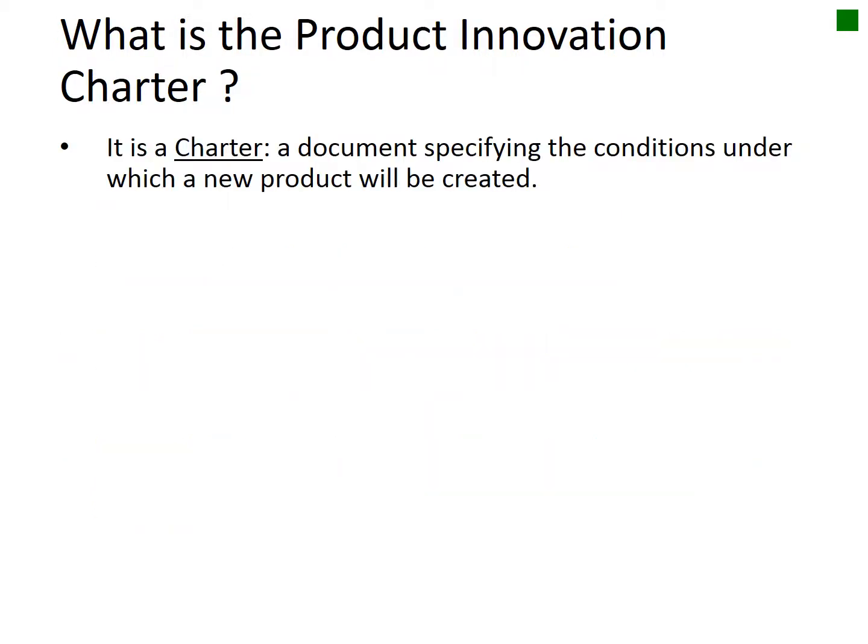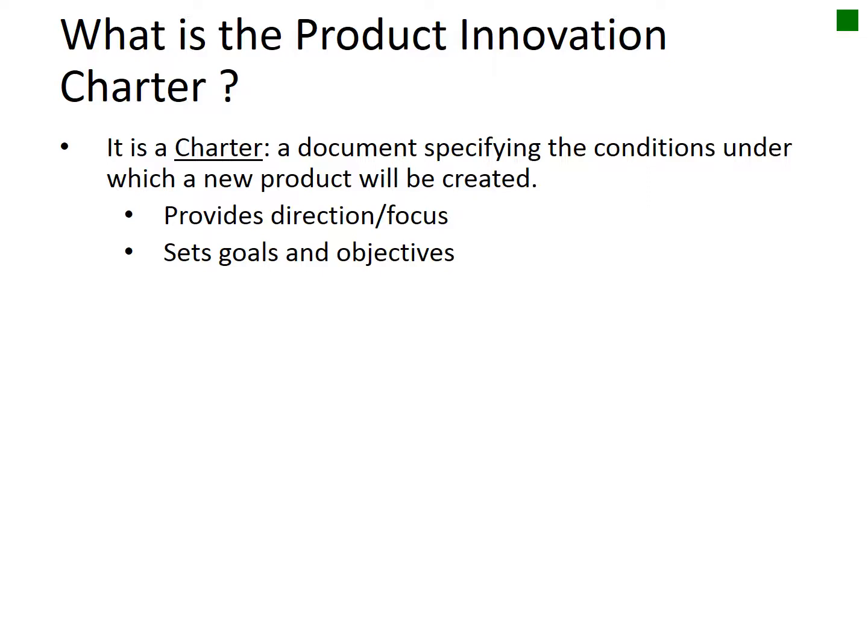So it is a charter, which is a document that specifies the conditions under which the new product will be created. It provides guidance and it provides focus. That's a very important feature of the PIC. It helps clarify what the product is going to be about. It sets in motion the goals and objectives that the product will serve in terms of the firm, and how the firm will use it. And again, it defines the constraints of the product, where the product will move forward from this point forward, and so forth.